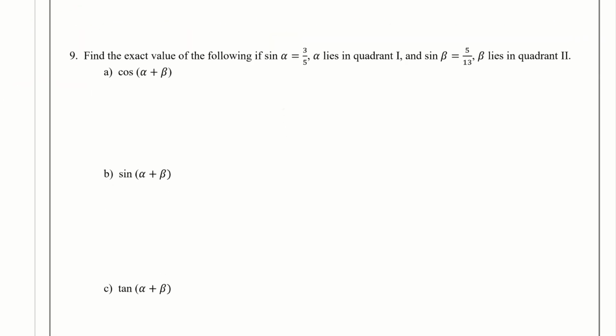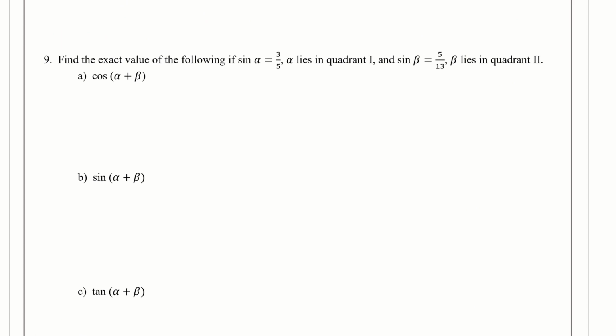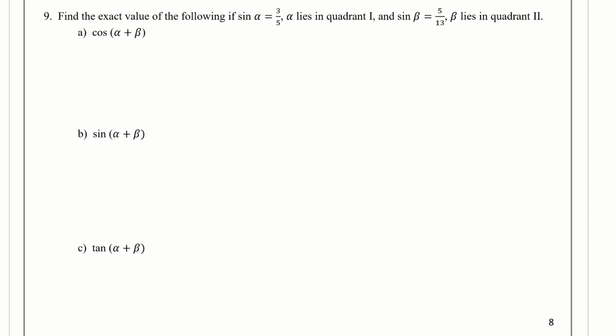Okay, number 9 has 3 different problems. For all of them, you're going to be working with 2 angles, alpha and beta, in various quadrants, and asked to find, using some of your sum formulas for cosine, sine, and tangent. So give it a try. Restart the video when you're ready.